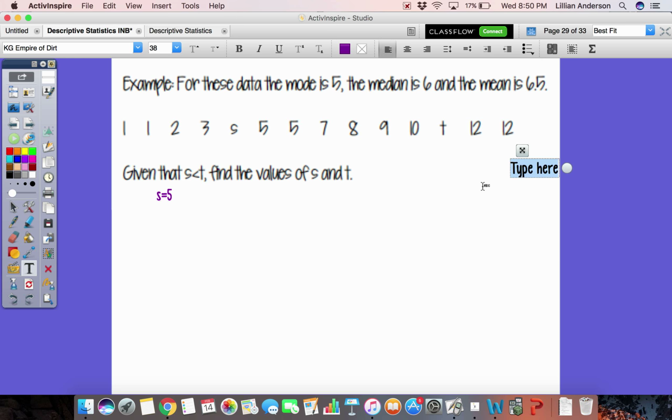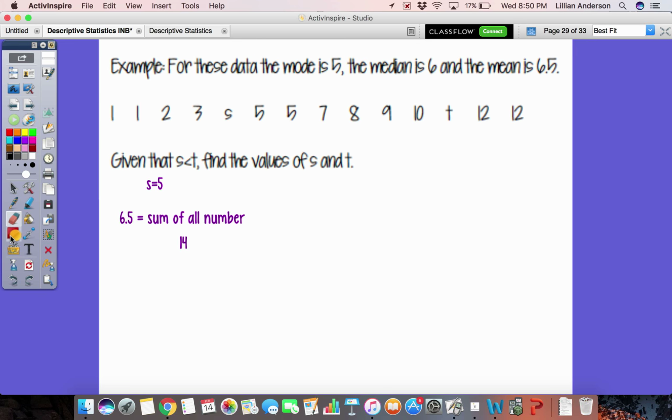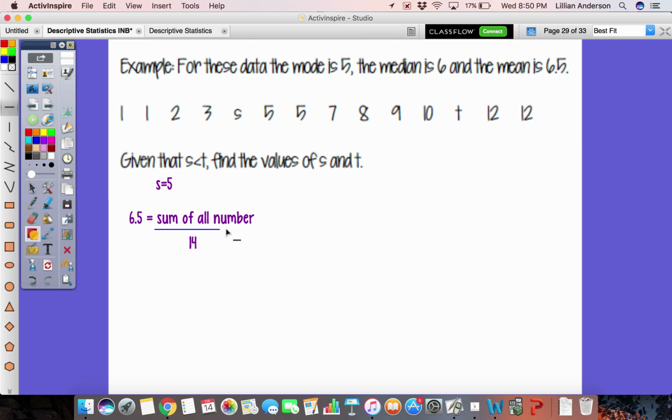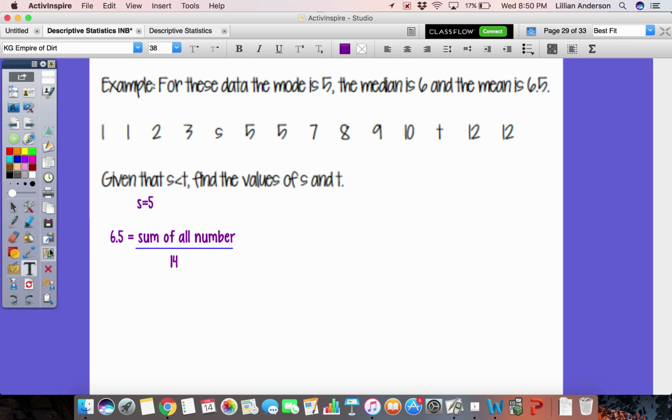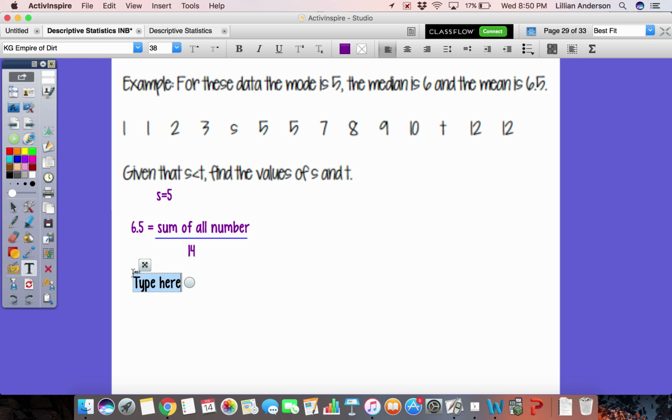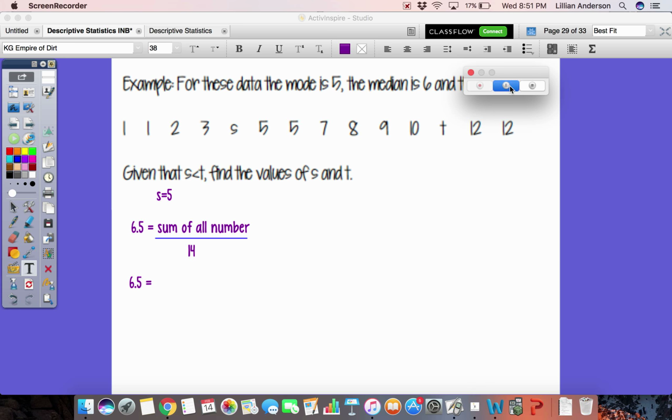Well, since we know that the mean is 6.5, that means that the sum of all the numbers divided by however many numbers we have, which is 14 numbers. Sorry, I had to count them. That means the sum of all the numbers divided by 14 should equal 6.5. Okay? Well, what is the sum of all these numbers? Let's go ahead and add that up.